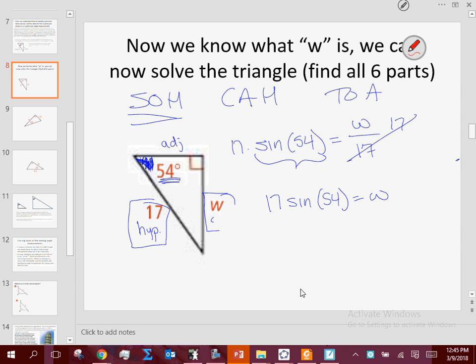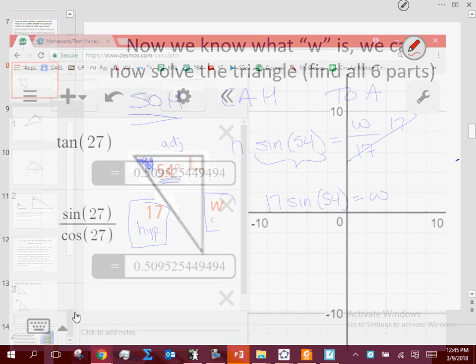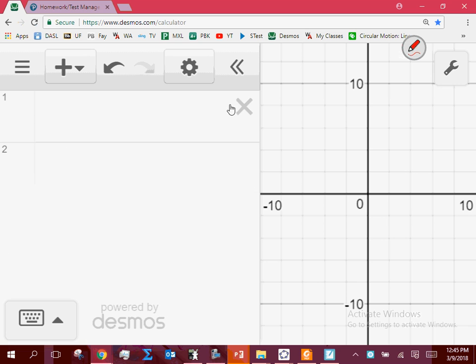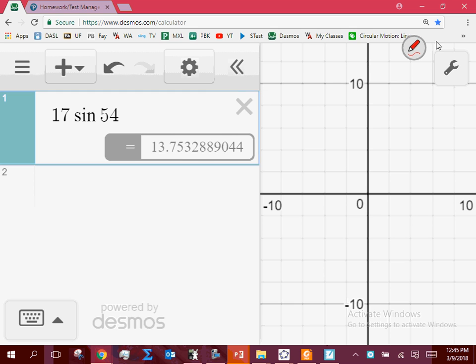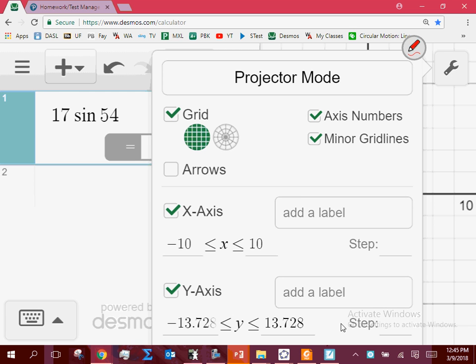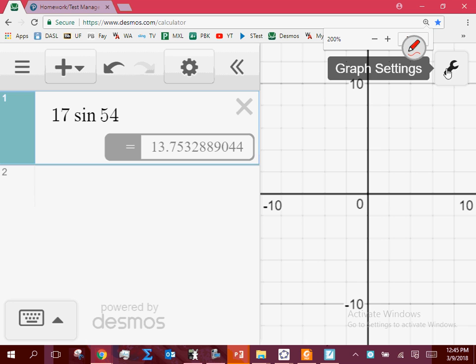Okay? Now, if I gave you that number, told you go put this on the number line, not many people are going to be able to do that, right? So it would probably be better if we could change that to a decimal. So this is where we grab our calculator and we type in 17 sine of 54, okay? And make sure we're in the right mode. I am in degrees, I believe. Yeah, I am in degrees. So that is then the length of W. Is that okay with everyone? Okay.